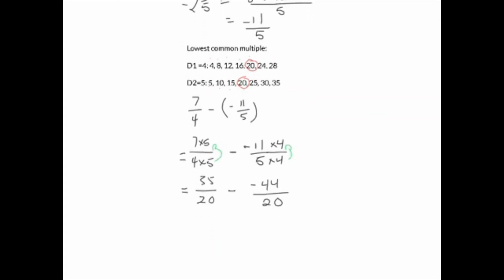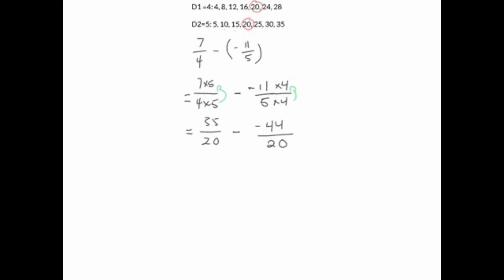So now that our denominators are the same, I can rewrite this problem as 35 subtracting -44, all over the denominator of 20. Hopefully we can remember that when we're subtracting a negative, it is the same as adding a positive. We're taking away negative values. So we take our 35, and to subtract a negative we can add a positive 44 over 20.